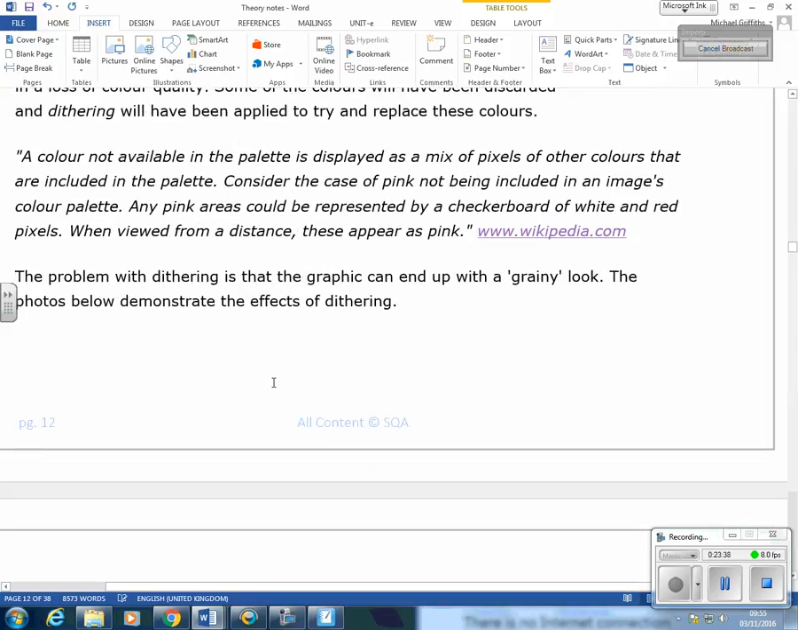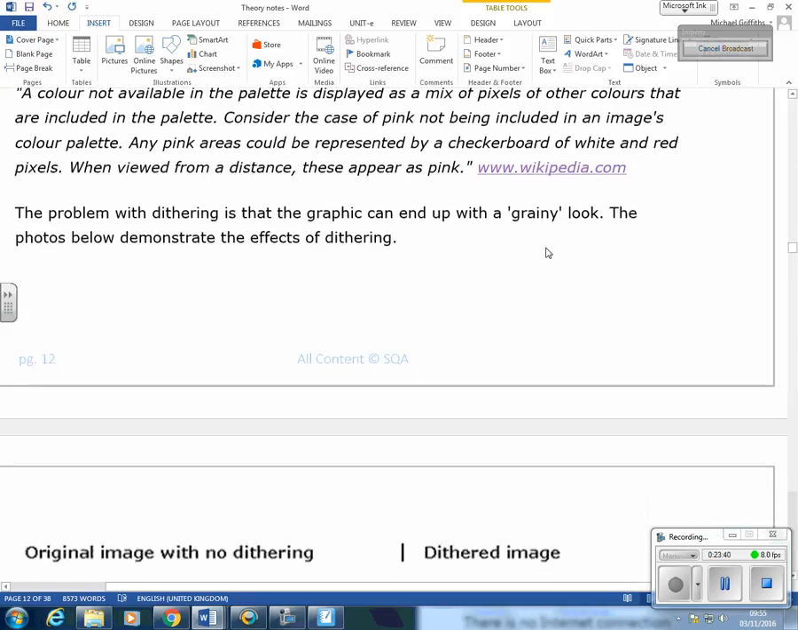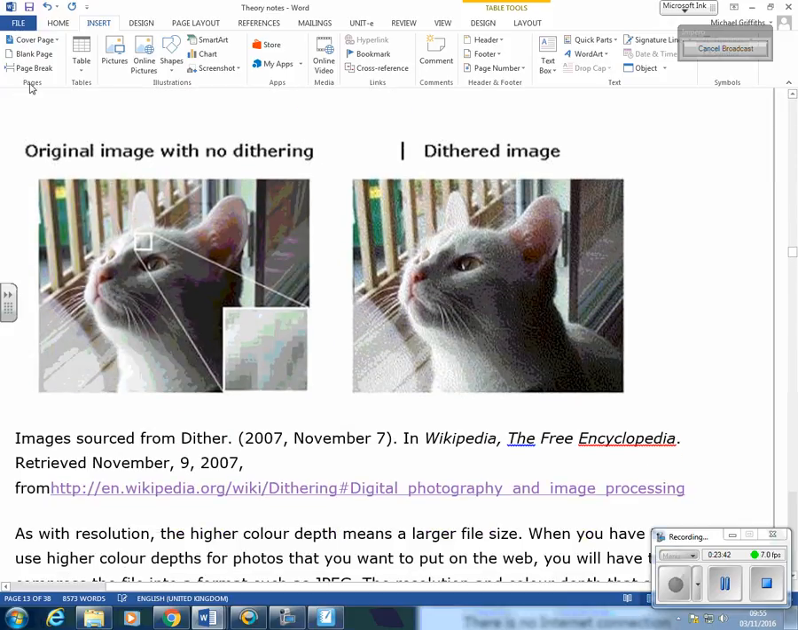The problem with the dithering is the graphic can end up grainy, so you're getting a trade-off in quality there. Right. So, original image with no dithering, and there's the dithered image. I don't know if Impero's shown that up well enough. The one on the right hasn't got as much quality.